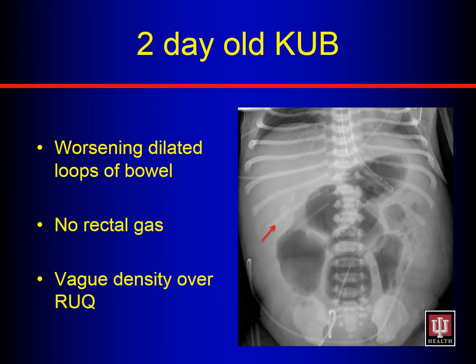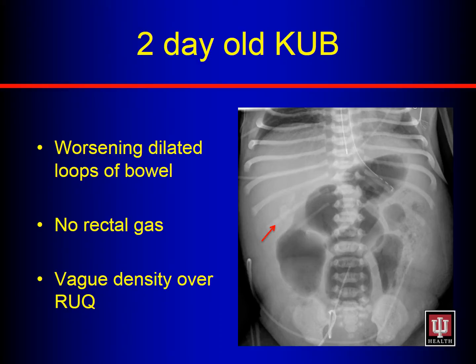So we follow this up, and we have, at day 2 of life, another KUB with more of the same, increasing dilation, no rectal gas, and now this more conspicuous finding marked by the red arrow in the right abdomen, showing these vague densities. They're a little obscured by a posterior rib, and we need to recognize those because they're important clues as to what's been going on with this patient prenatally.